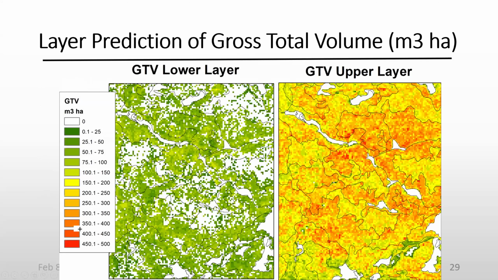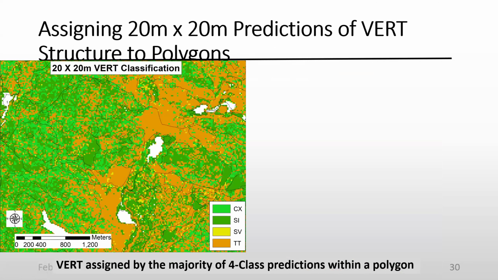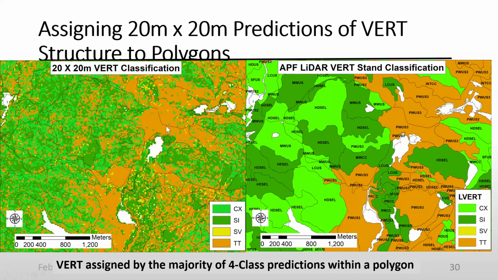To move from the pixel to the polygon, the majority rules. So things that were mostly single, we assigned the whole polygon to be single. If most of the polygon was two-tiered, we said the whole polygon was two-tiered. And most of the orange polygons on the right tended to be pine shelterwood, which made sense. Those tend to be our two-tiered conditions. Most of the light green and dark green tend to be selection and some mixed woods. Again, that made sense to us from a forest management point of view and a forest structure point of view.